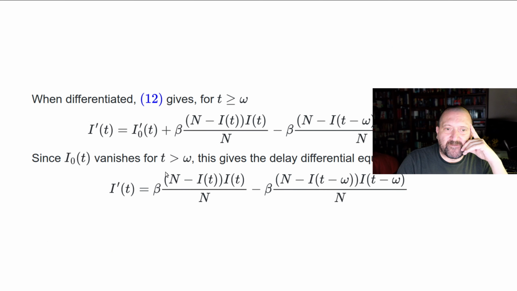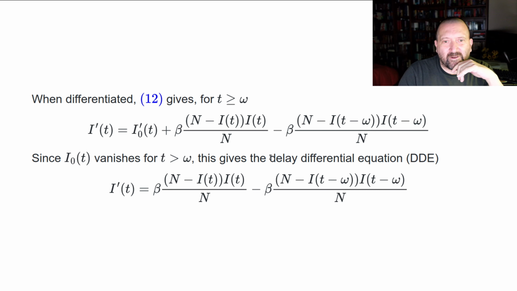And now when you differentiate, what you get is a delay differential equation, that involves t minus omega in the solution. So the Dirac distribution, the constant survival for omega units of time, this results in a delay differential equation.